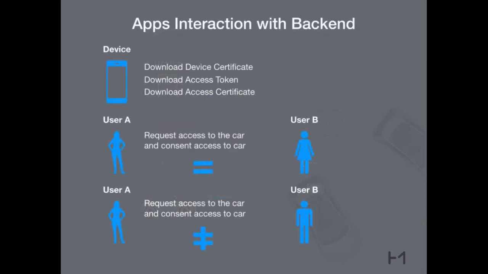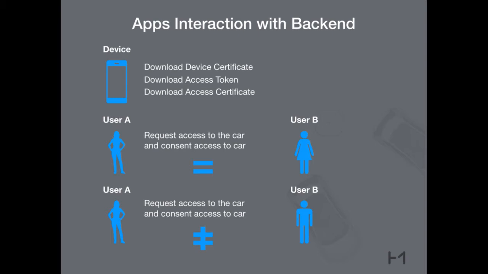Sometimes these user A and B are the same, in some kinds of applications, and in other kinds, like car sharing, the users A and B are different. So you need to ask a different person to give you the consent to access the car.